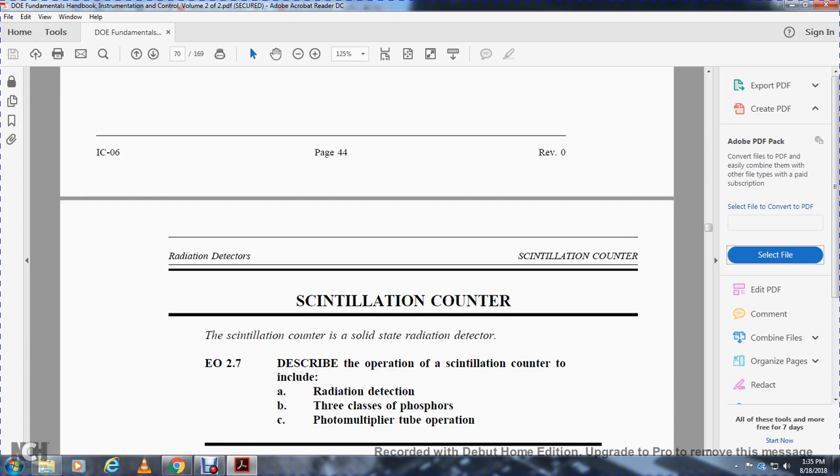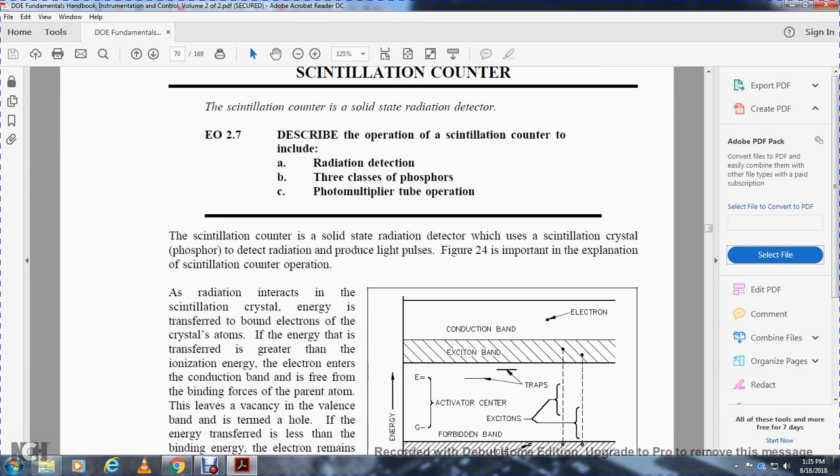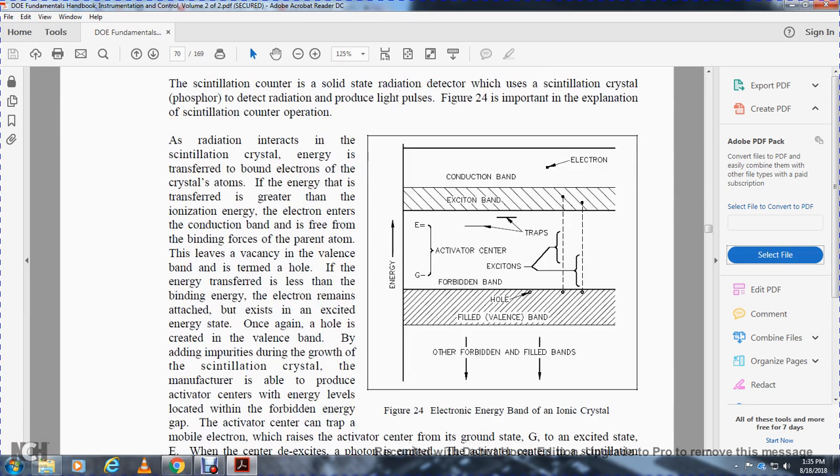Next, the scintillation counter. The scintillation counter is a solid-state radiation detector that uses a scintillation crystal, or phosphor, that converts the radiation into light. Figure 24 is an explanation of the scintillation counter operation. As radiation interacts in the scintillation crystal, energy is transferred through interaction with the crystal atoms, raising electrons from the valence band to the conduction band, freeing them from the binding force of the atom.